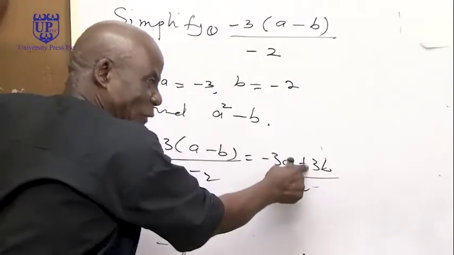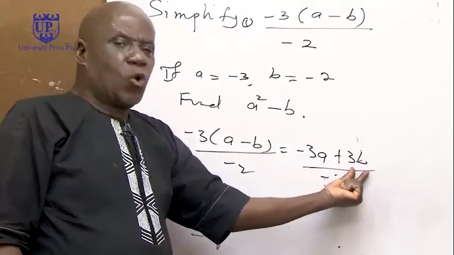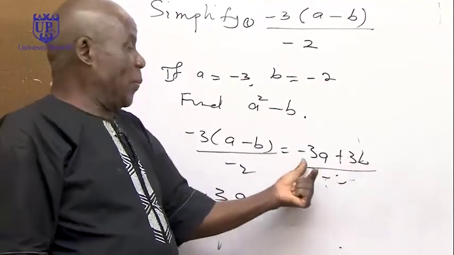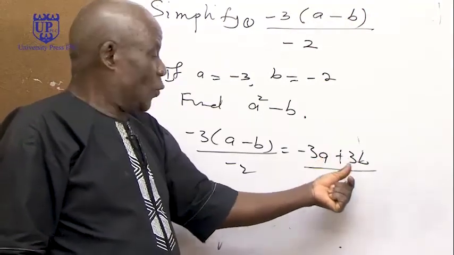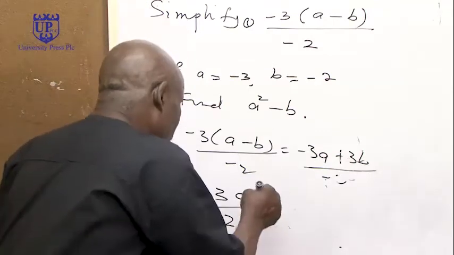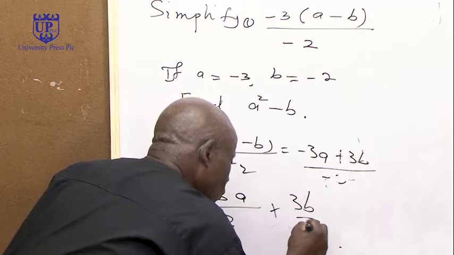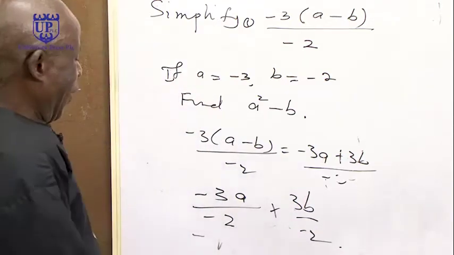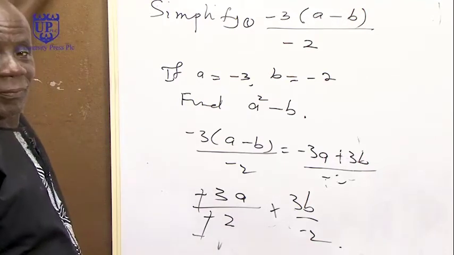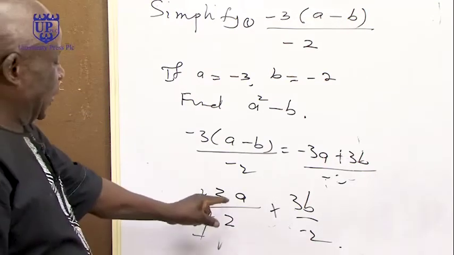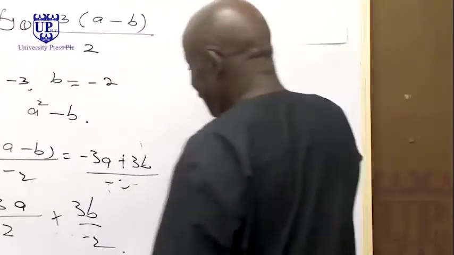This does not affect this. Please, for God's sake, they are not related. This one has its own sign. Don't say negative and positive is negative. No. They are not related. So this is plus 3B over minus 2. Now you are free to say this one cancels this. Yes. So this one remains 3A over what? Over 2. 3A over 2.